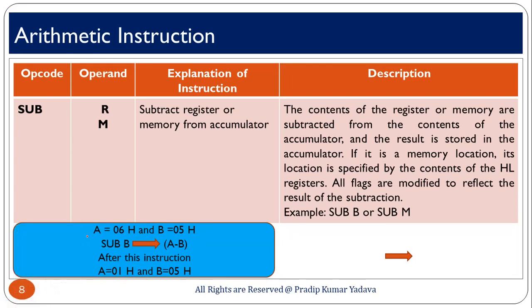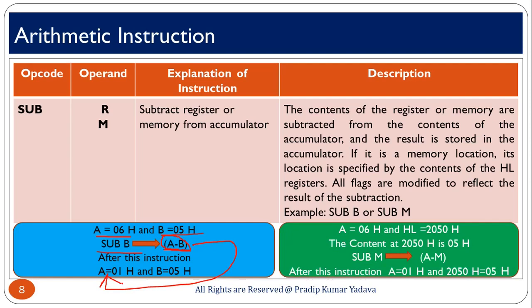In SUB, suppose the content of A is 06 and the content of B is 05, and when you have written SUB B, you are going to subtract the content of B from A, and in this case the output is stored in the accumulator as well. In the same way, here you can see the content of A is 06, HL is 2050, the content at this memory location is 05, and SUB M means A minus M.